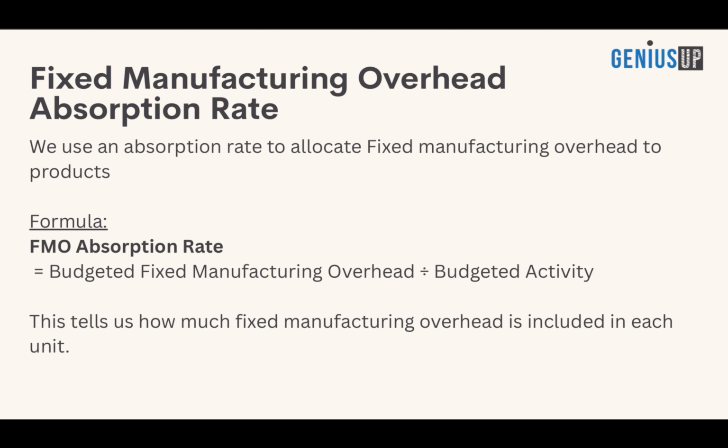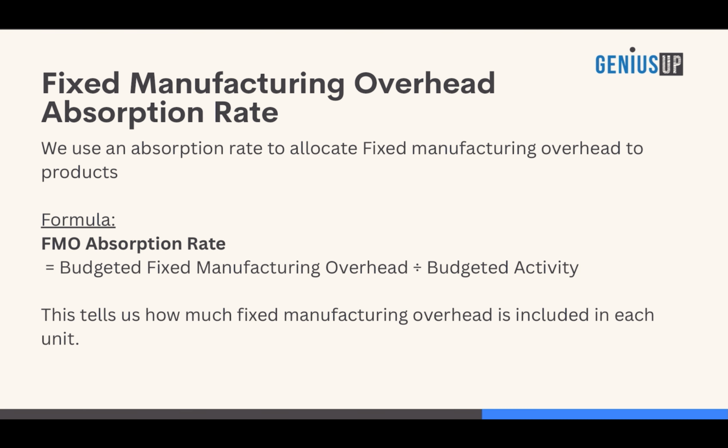And we call this estimate a fixed manufacturing absorption rate. Other textbooks might refer to it as a predetermined overhead rate. So it's the same thing, right? The fixed manufacturing absorption rate is the same as the predetermined overhead rate. We use the same thought process to calculate each, right? So we use the absorption rate to allocate the fixed manufacturing overheads to the products. Since we can't for sure trace this cost to the specific products, then we must use an absorption rate to allocate it to the products.